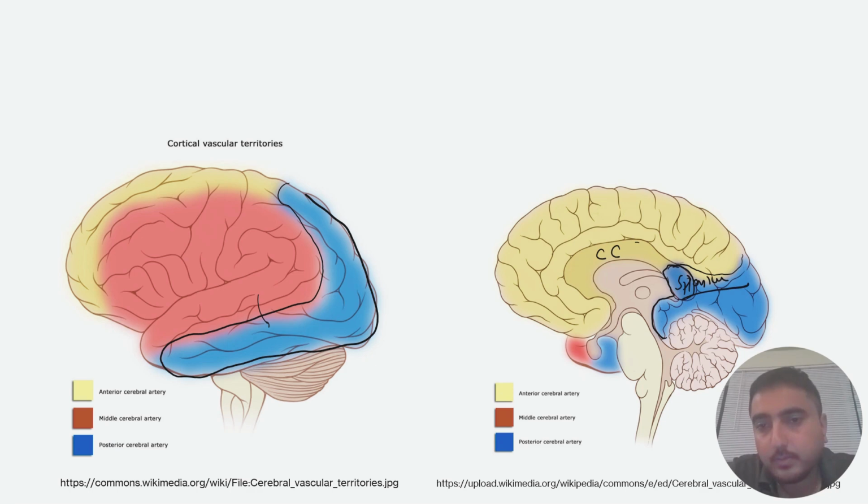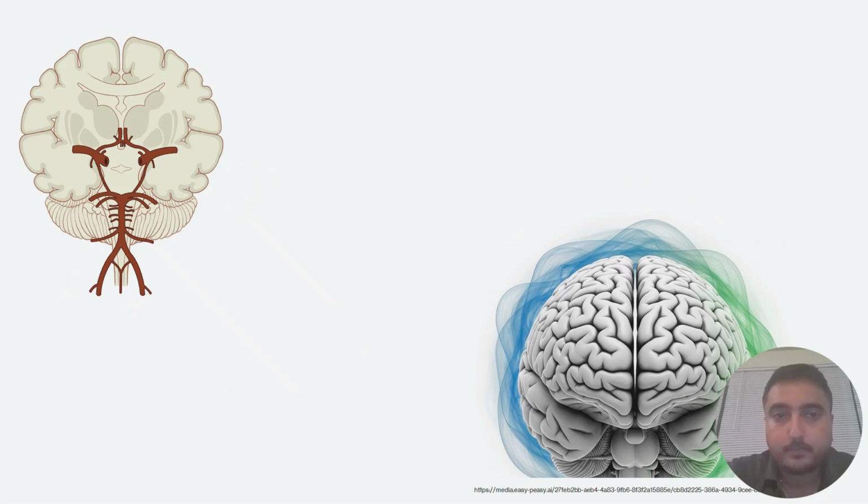This is a very important concept to memorize at this point of time, because I'll be discussing the splenium's involvement in one of the manifestations that we'll see later. So let's now dive into the manifestations of PCA stroke.